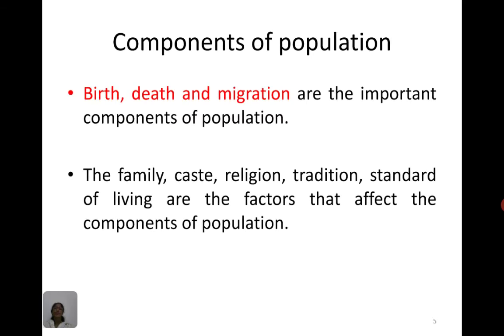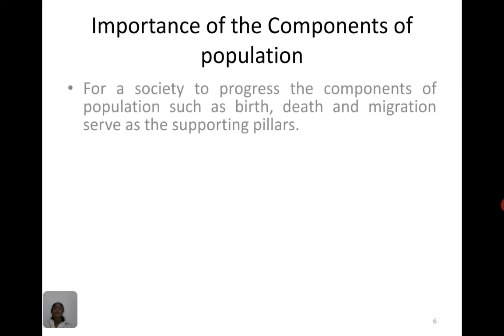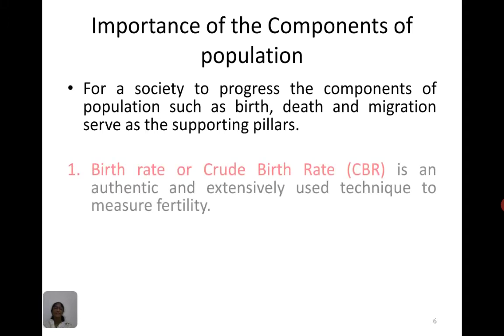Components of population. Birth, death, and migration are the important components of population. The family, caste, religion, tradition, and standard of living are the factors that affect the components of population. Now let's see the importance of the components of population. For a society to progress, the components of population such as birth, death, and migration serve as the supporting pillars.